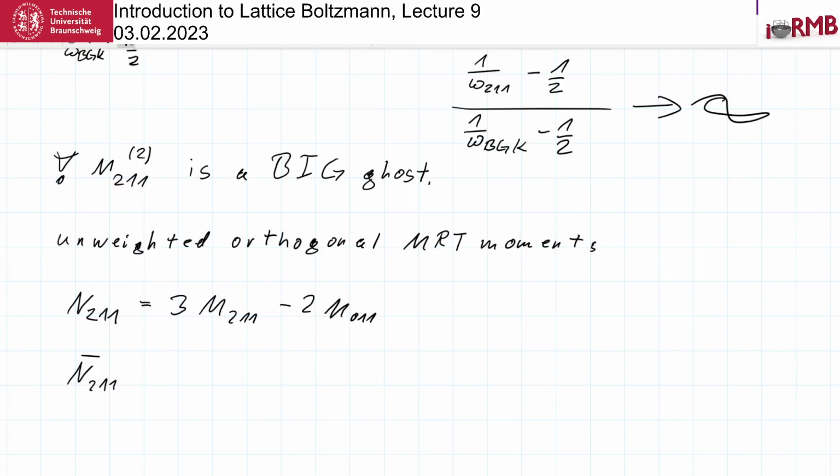So what does this mean for when we relax these guys? We now have to do the substitution first in the equilibrium using the asymptotic analysis. So I hope this is not confusing now. So this moment, its equilibrium, is of course 3 times the equilibrium of the raw moment, minus 2 times the equilibrium of the second raw moment.